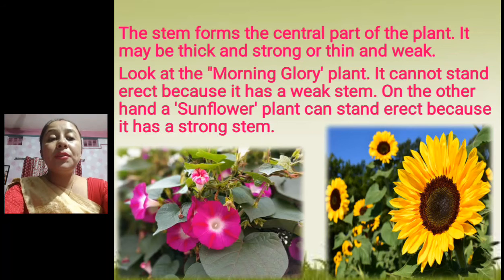In the first picture you can see morning glory plant. It cannot stand erect because it has weak stem. And in the second picture you can see the sunflower plant, which has a strong stem and stands erect. So from these two plants only, you can see that some plants have strong stem and some plants have weak stem.